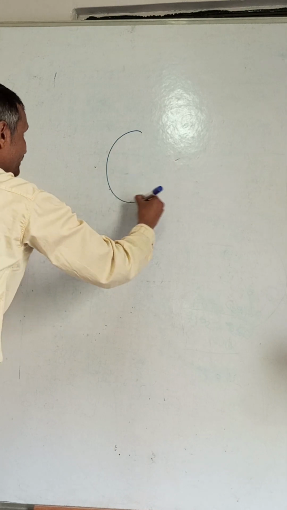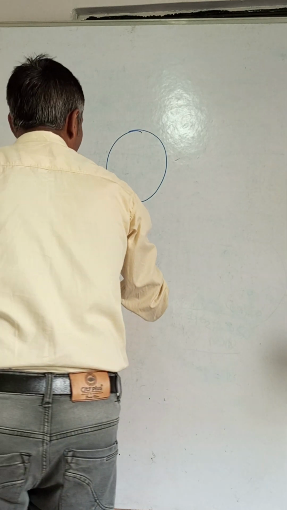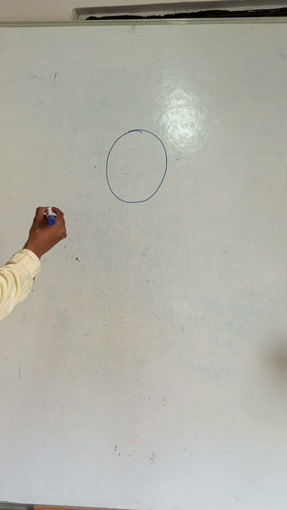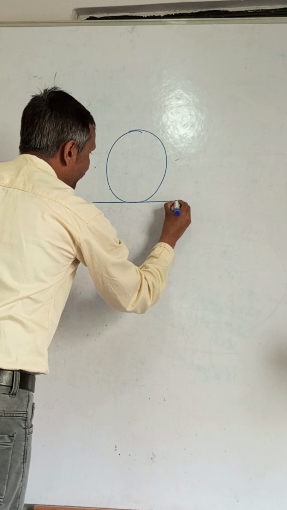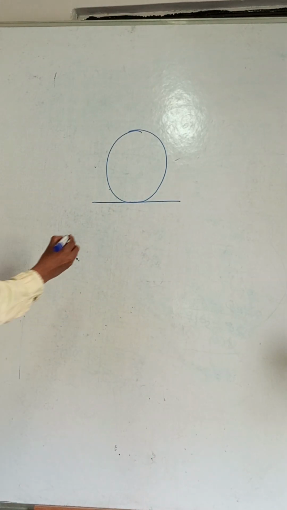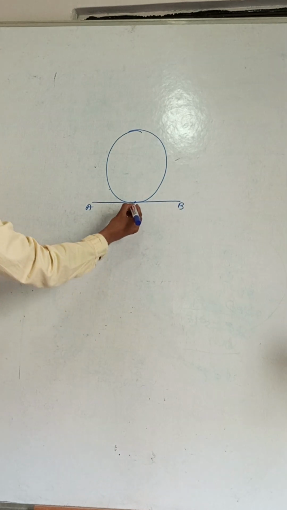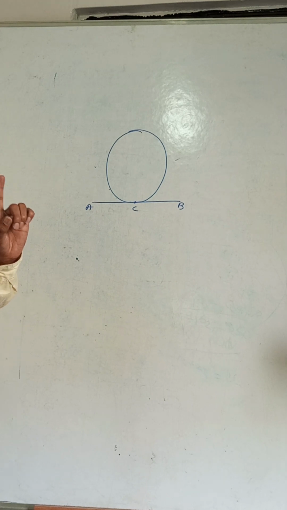The next question is given here about a circle. In that circle, what is the angle between the tangent and the radius? A tangent is a line that touches a circle at only one point. Suppose AB is a tangent, and C is the point of contact. It touches at only one place.